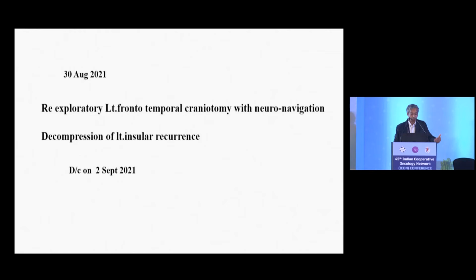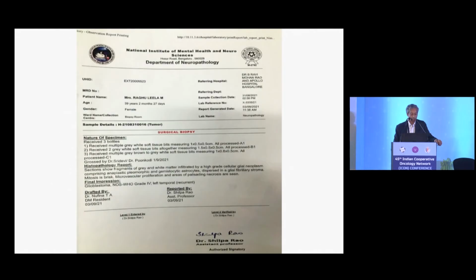15 months versus 38 months. So this patient, like I said, she was convinced that she should undergo surgery. She had a re-exploratory left frontotemporal craniotomy with neuronavigation, decompression of the insular recurrence. This was done on 30th August and discharged on 2nd September. So this is the repeat histopathology again, like I said, no change at all, very similar to the primary.